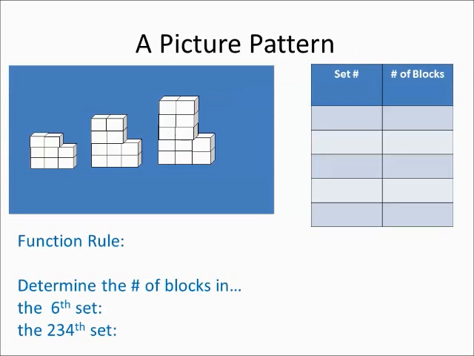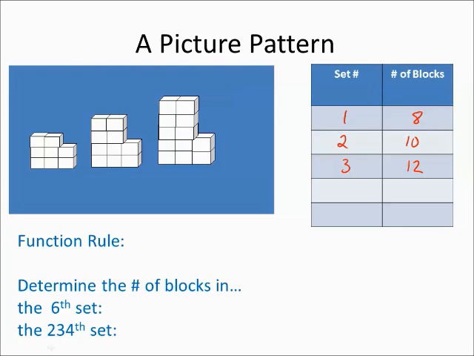All right? So let's look at a couple of situations and see if we can write a linear rule for them. Here's one example. This is a common type: we've got a picture pattern. You'll notice that each time the picture's changing slightly. Looking at set 1, it has 8 blocks. Then we go on to set number 2, which has 10 blocks. Set number 3 has 12 blocks.